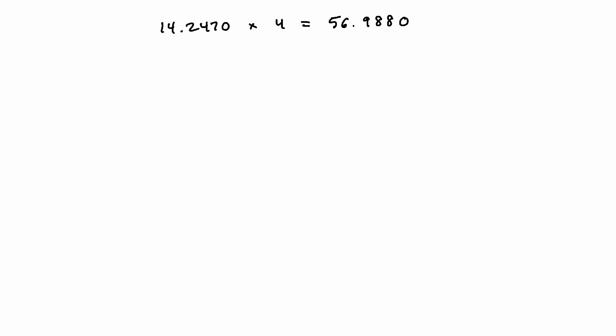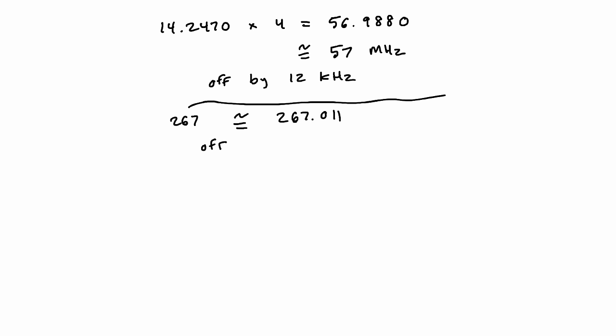14.2470 times 4 is 56.9880 MHz, which is 12 kHz below 57 MHz. And the average frequency I just calculated is 267.011 MHz, or 11 kHz above 267 MHz. That's remarkably close, too close to be a coincidence.